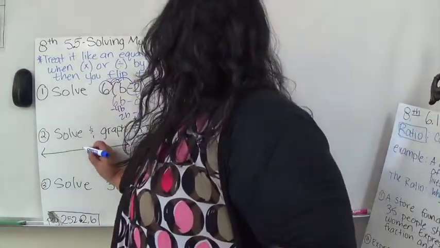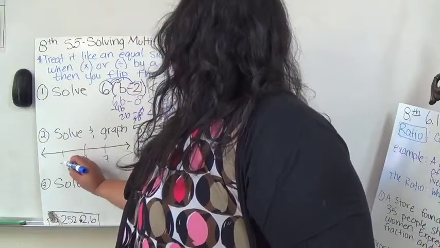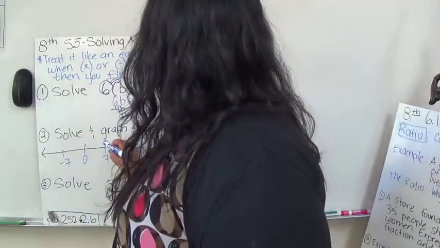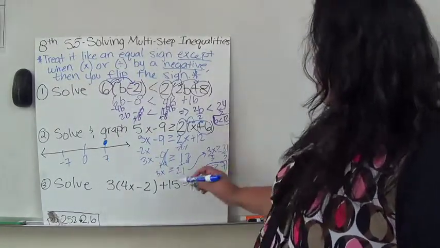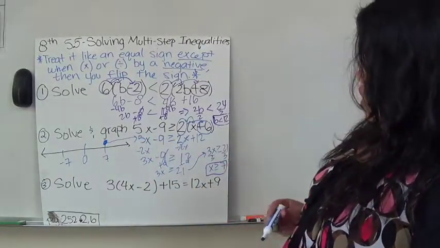So when I graph, I have 0, 7, -7. Because there is a line underneath, I'm going to put a closed circle at 7, and x is all the values that are bigger than 7. So I'm going to represent all the values that are bigger than 7, which is towards the right.